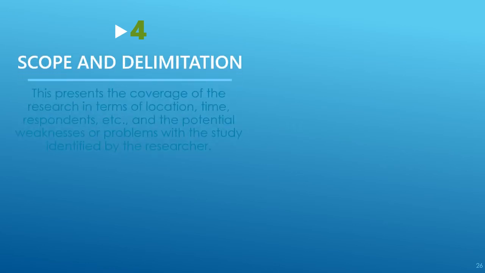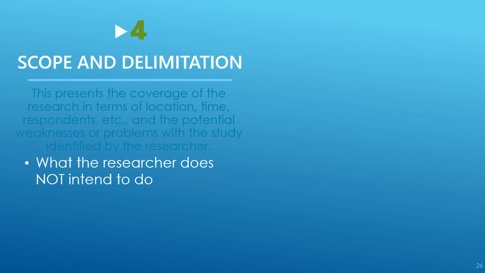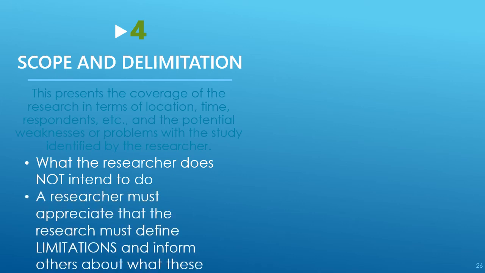Okay, we are now in the fourth and last part of Chapter 1, which is the scope and delimitation. Before, it was called scope and limitation, but now, medyo nagbago ang panahon, it is called delimitation. Under this fourth part, this presents the coverage of the research in terms of location or setting, time, kailan gaganapin, sino yung respondents, and others, and the potential weaknesses or problems of the study identified by the researcher. So, what the researcher does not intend to do, kailangan nakalagay na siya sa delimitation and scope natin.